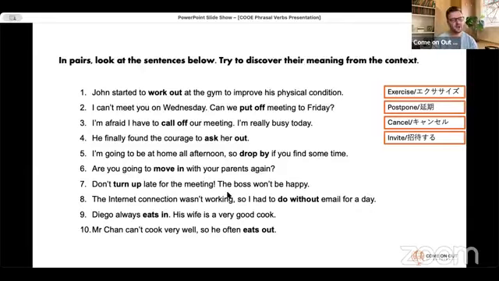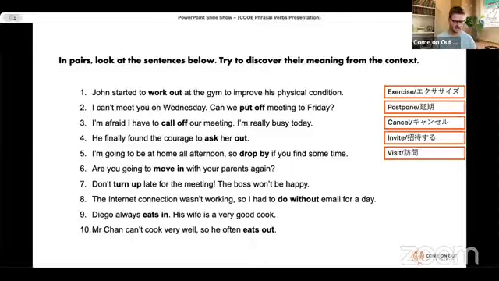Next one, I'm going to be at home all afternoon, so drop by if you find some time. Drop by. What do you think is the meaning of drop by? So drop by means to visit someone, but more importantly, to visit someone without an appointment, meaning you didn't plan to visit them, but you decided to visit them anyway.